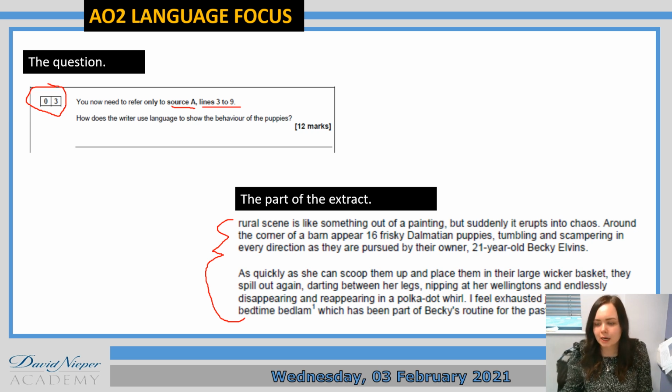So this is the part of the extract that you're going to focus on. Obviously, I've put it on this slide so you haven't got to keep flipping back to the others. So the question says, how does the writer use language to show the behaviour of the puppies? Okay, so this bit here, how does the writer use language, is the question stem. This bit's always going to be the same. This is how it will start in the exam. And then it's the ending that is the specific focus for this question. So this question wants you to think about the behaviour of the puppies. It is worth 12 marks.